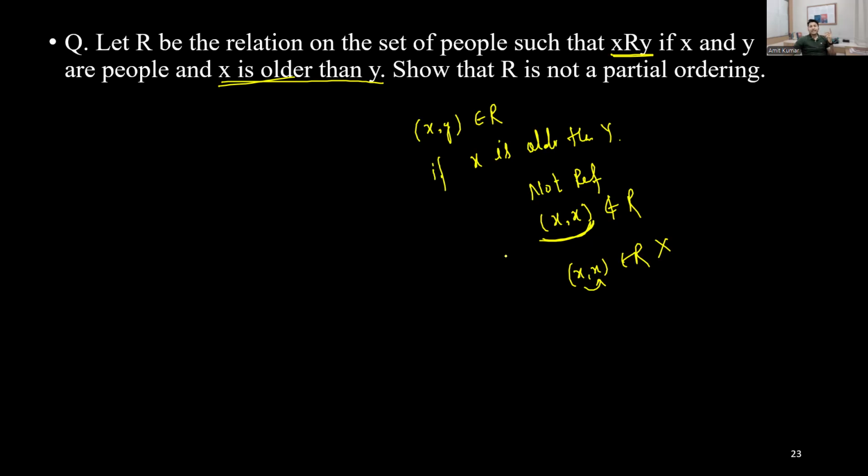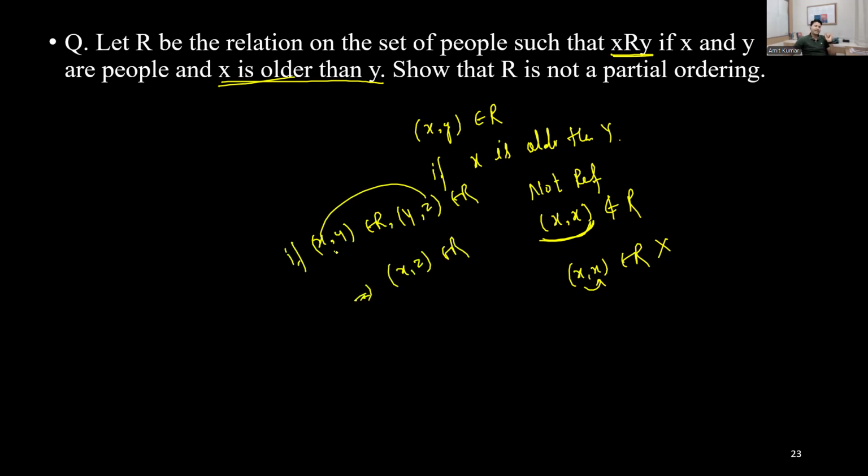Now there is no need to check other things because, in order to be a partially ordered relation, it must be reflexive, anti-symmetric, and transitive. It is not reflexive, so it is not partially ordered. We can think about the others also. Like, is it transitive? The answer is yes. Whenever (x, y) belongs to R and (y, z) belongs to R, we can say (x, z) also belongs to R.